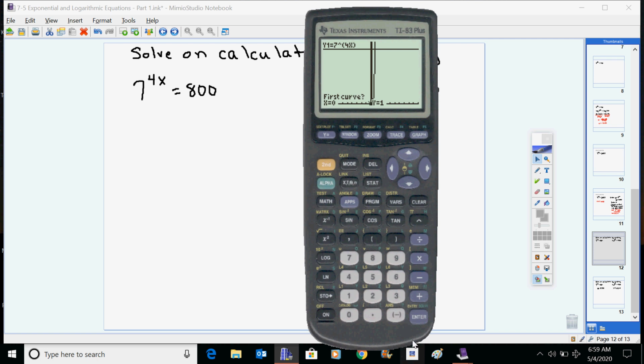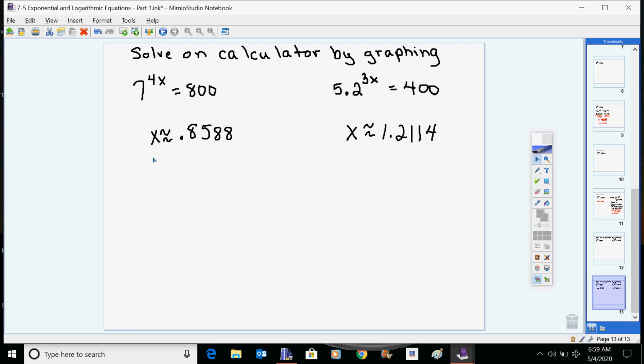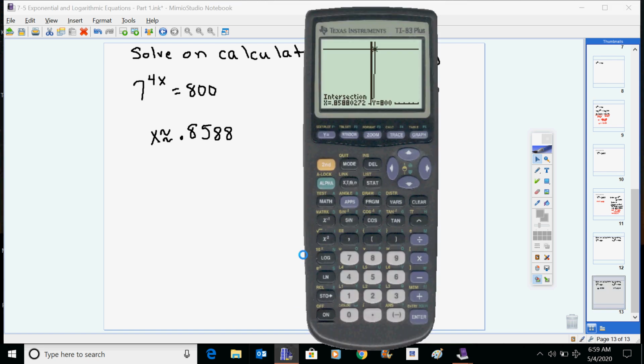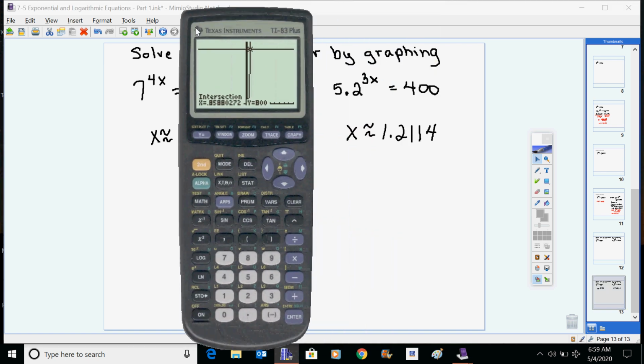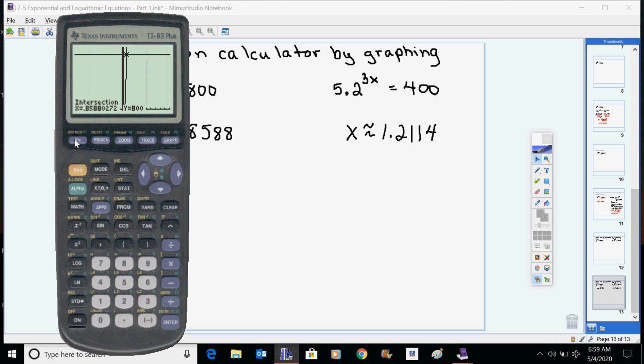Here's our blinking thing for our first curve, enter. Here's our second curve, enter. Move slightly closer to where the intersection is, hit enter. And we get 0.859 or 0.8588. And then you could do the same thing with the other one. I'll just run through this real quick so you can see. It's always the same process.